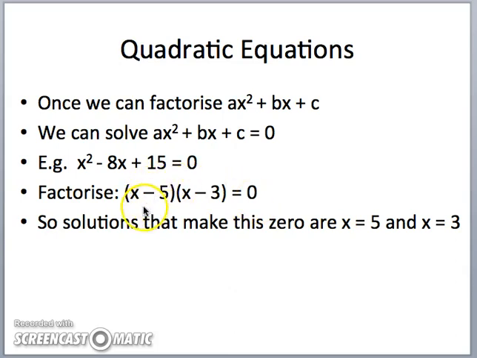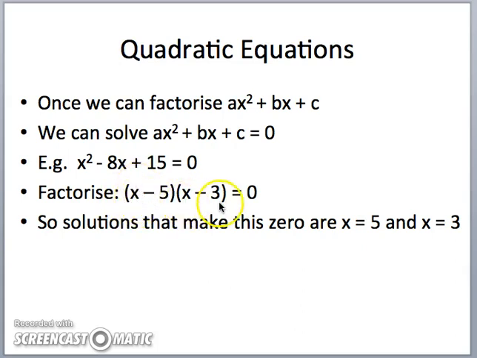Well, the only way that can be 0 is if the left-hand bracket, x minus 5, is 0, because nothing times a number is 0, or if the right-hand bracket is 0, i.e. the left-hand bracket is a number times the right-hand bracket, which is 0, equals 0. So what we have to do is look for solutions of each bracket. What makes x minus 5 equal to 0? Well, something take away 5 equals 0.